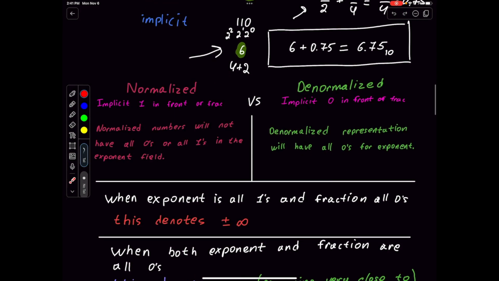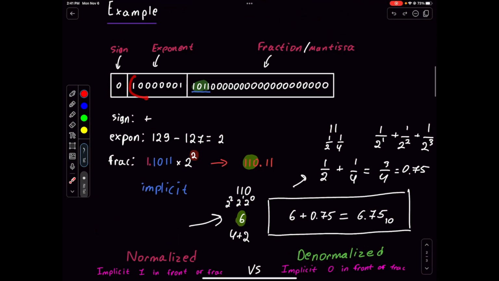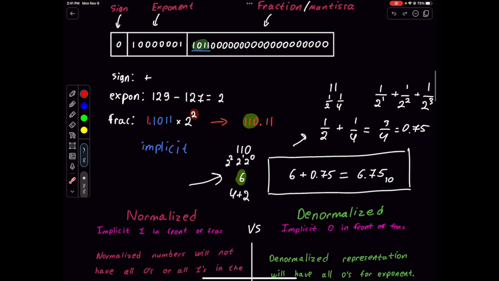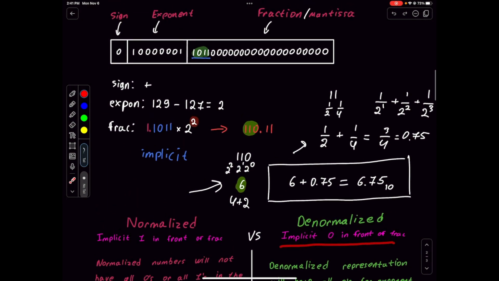For denormalized, the representation will have all zeros for the exponent. So the denormalized is going to have all zeros right here. All of these are zeros, not ones, all zeros. That will be the denormalized representation. And if we have that, there's going to be an implicit 0 in front of the fraction. Right here we have a 1, right? But instead of that 1, it would be a 0 if we had all zeros in the exponent field.